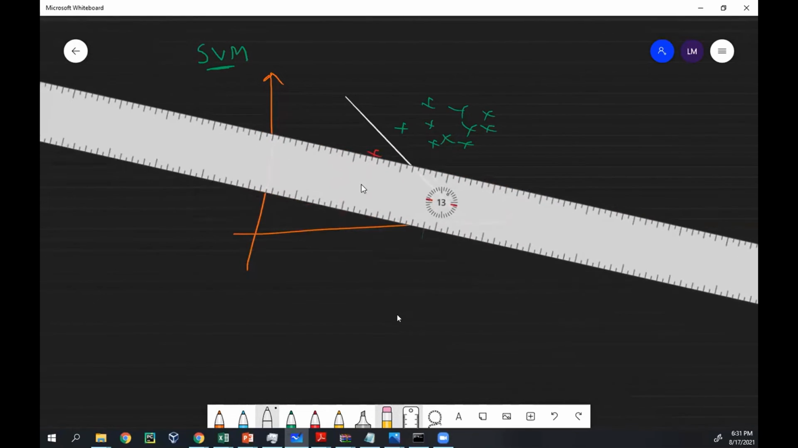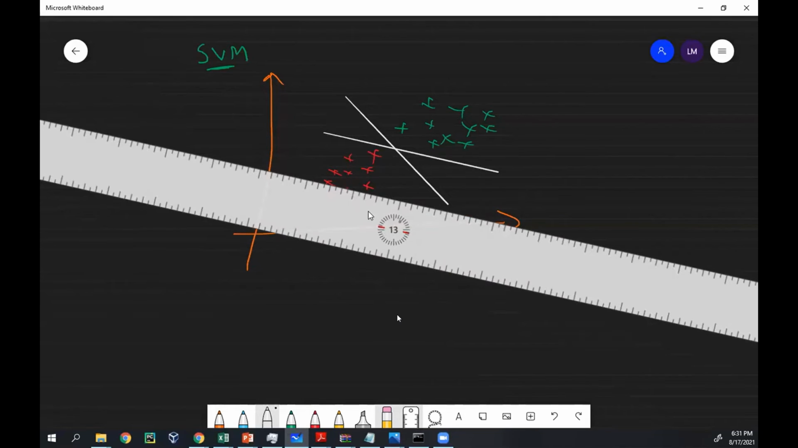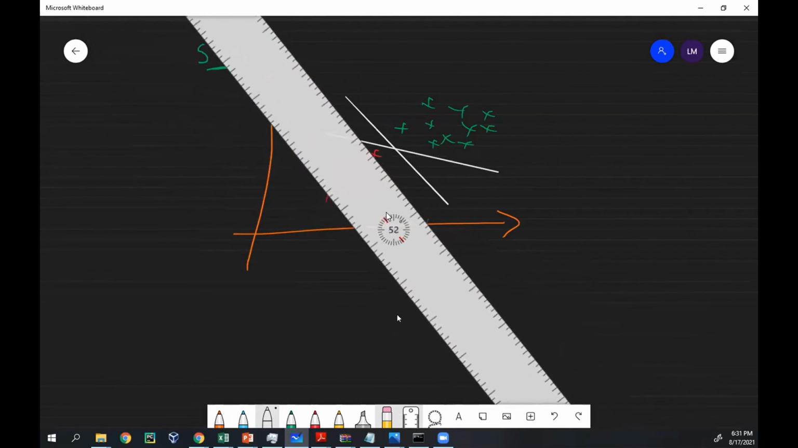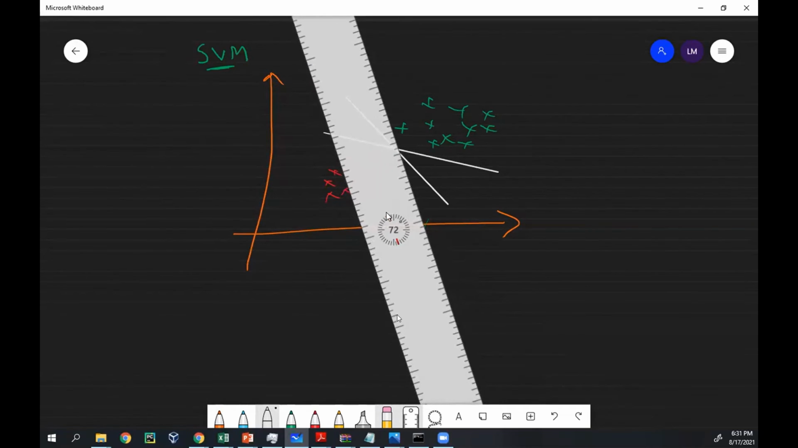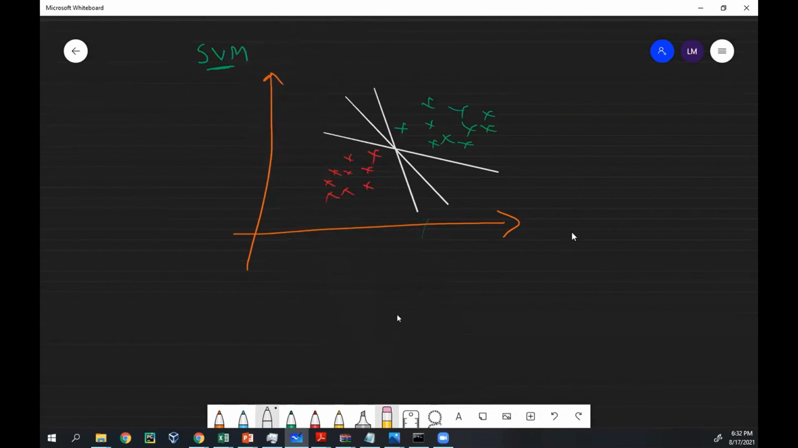Not only this line, I'm going to draw several lines that would help us. Let me draw another line here. I'll tell you why I'm drawing so many lines, don't worry. So let's say these are the three lines I have: line number one, line number two, and line number three. Now, guys, out of these three lines, which line divides the data in a better manner?